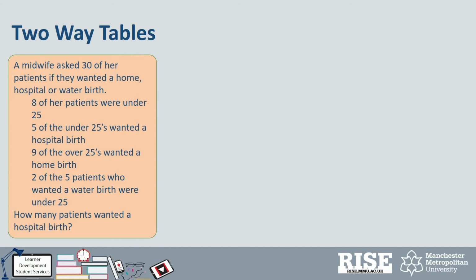Sometimes a two-way table question will just be presented to us as textual information. It won't actually give us the empty table to complete, so we have to draw that ourselves. A midwife asked 30 of her patients if they wanted a home, hospital, or water birth. So we have 3 categories to go along the top of my table: home, hospital, water. And not forgetting that the two-way table will also need a total column.